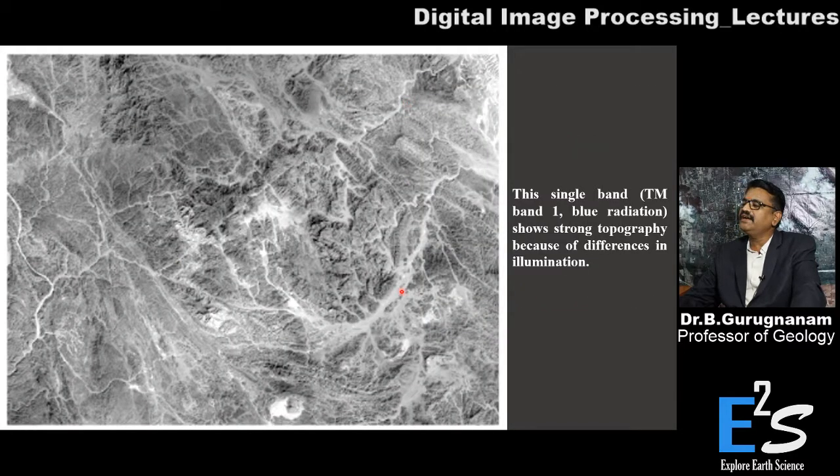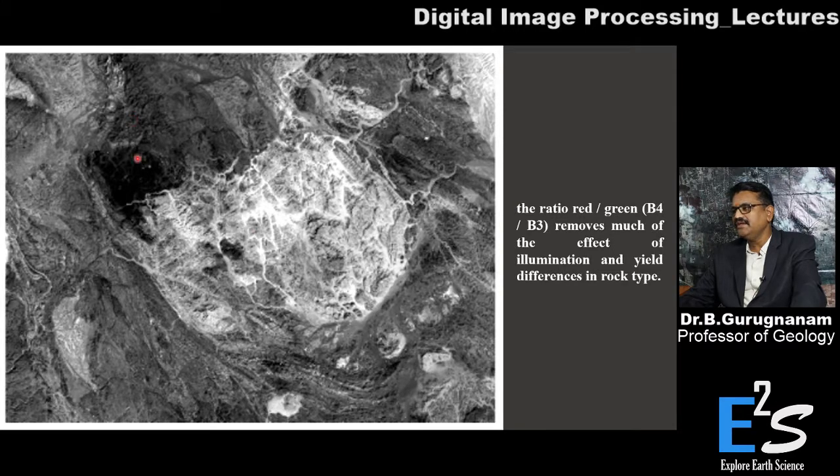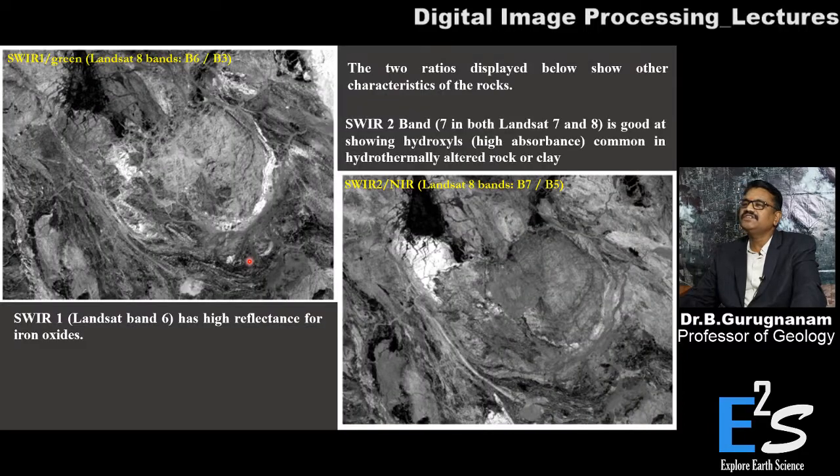This is a single band data of TM band 1, blue radiation. It appears that more brightness is there, even though topography is suppressed. You see, once you apply two bands like band 4 by band 3, you have a lot of differences. Even different types of rocks are very easily interpreted, topography is suppressed, and then the difference of rock types is interpreted.